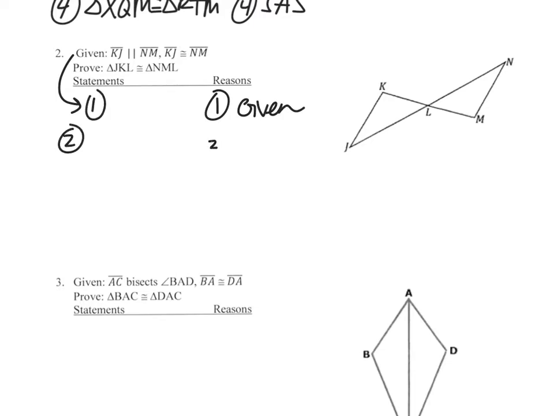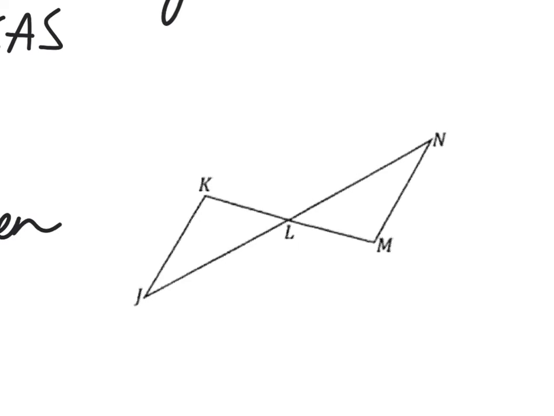Number 2, you are told that you have, oh wait, freeze. You are told things in your givens. Please make sure you mark those in your picture. You have parallel lines, and you also know actually that those two sides are congruent. Mark both things. You want to see everything that's going on.